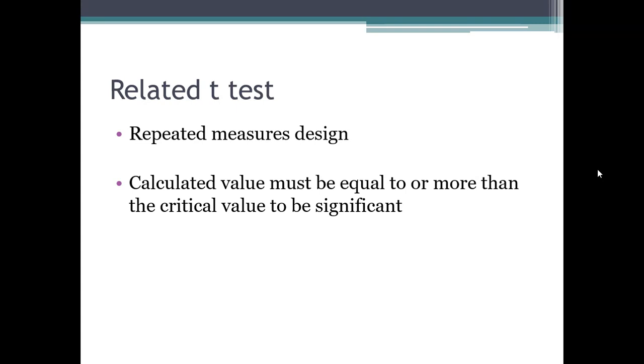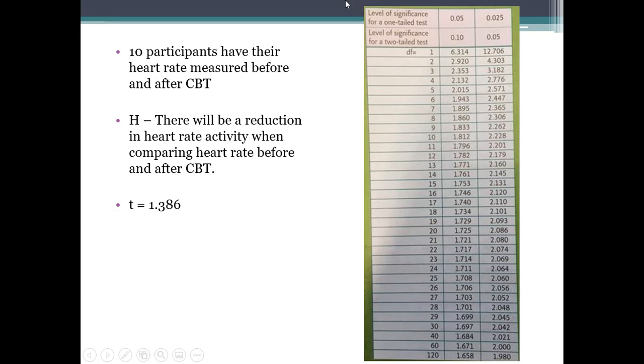Related t-test is interval data. It's a repeated measures design. It's a test of difference. So again, just another example. If you've got 10 participants that have their heart rate measured before and after CBT, and your hypothesis is there'll be a reduction in heart rate activity. In an exam, if you've got a hypothesis, I would always just write next to it whether it's 1-tailed or 2-tailed, because later on, if it asks you to work out whether the results are significant, you've already done that work. So your t-value here is 1.386, so that's your observed or calculated value.